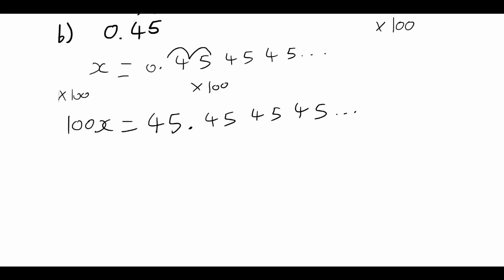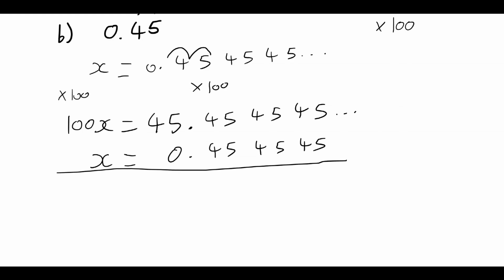I now write down that I have 100x is 45.454545, and I write down underneath this x, which is just 0.454545. The reason for doing this is just so I can see the subtraction more easily. I'm going to subtract these two expressions, 100x take away x, 99x.